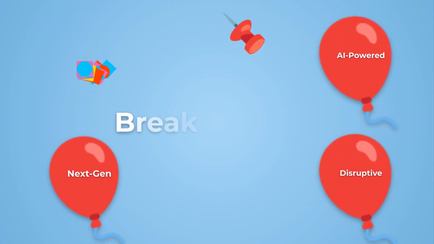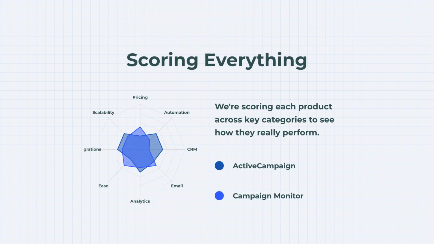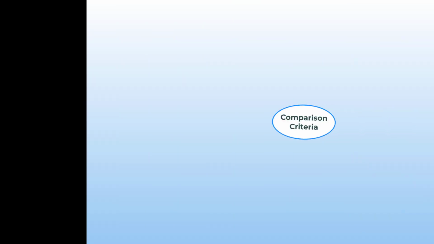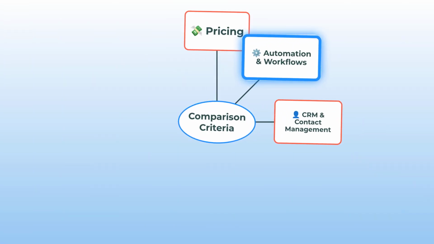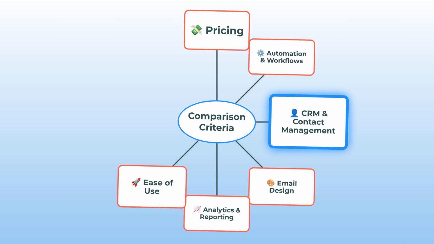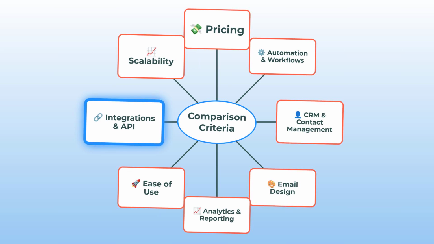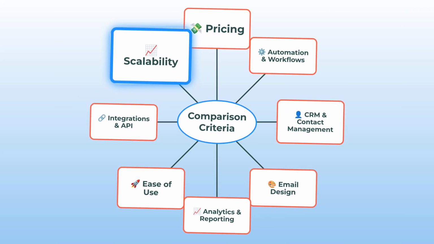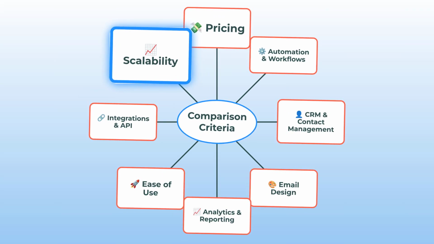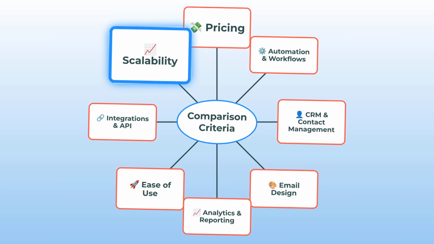Let's skip the buzzwords and get to the real stuff. Each category earns points, and at the end, you'll see exactly who comes out on top. The result might not be what you expect. Here's what we're going to cover: pricing, automation and workflows, CRM and contact management, email design, analytics and reporting, ease of use, integrations and API, and scalability. Yeah, it's a lot, but honestly, you want to know how these tools stack up everywhere, don't you?